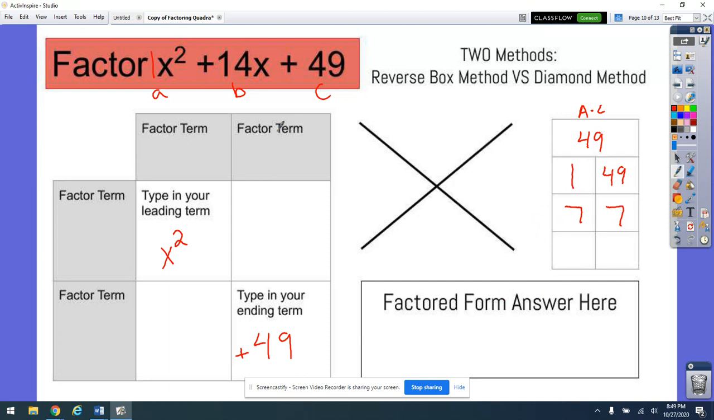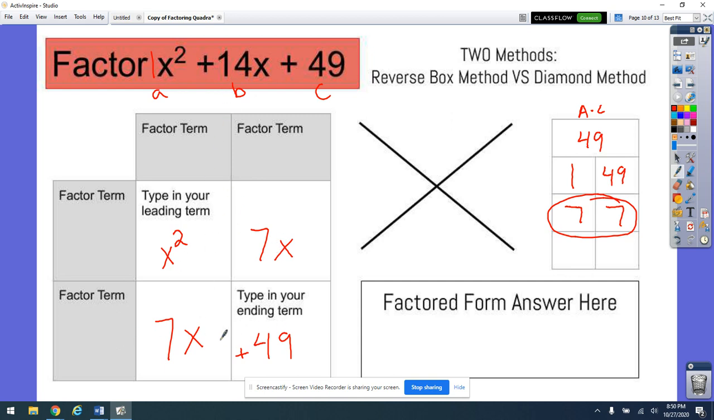Now, out of all these possibilities, which one can possibly give me this b term, 14? 1 and 49 are way off to get 14. But the 7 and 7 are definitely going to work for us. So I'm going to have 7x and 7x because I had the 14x. If I do 7x plus 7x, I'll get my 14x here.